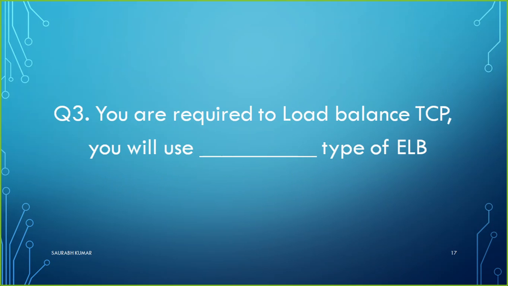Then question number 3 is, you are required to load balance TCP. So which type of ELB will you be using? You will be using application based, or you can call it layer 7, or layer 4. Which one will you be using here?